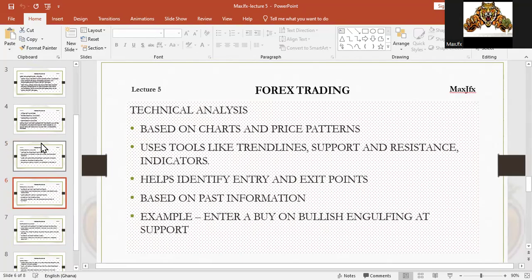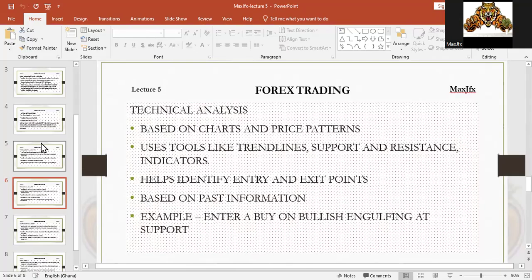All right, so the technical analysis. The technical analysis is based on charting price patterns. It uses tools like the trend line, support and resistance, and indicators. It helps identify entry and exit points based on past information. An example is to enter a buy on a bullish engulfing at a support zone. That's it, at a support zone.